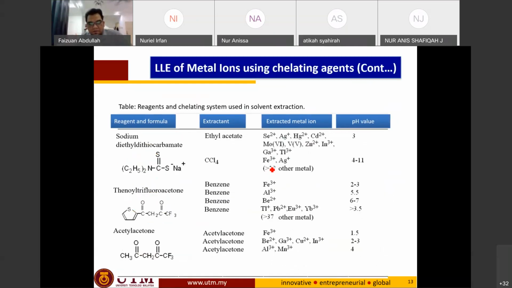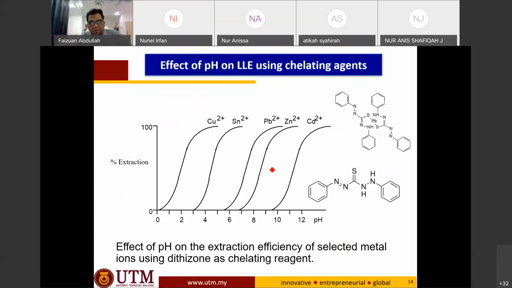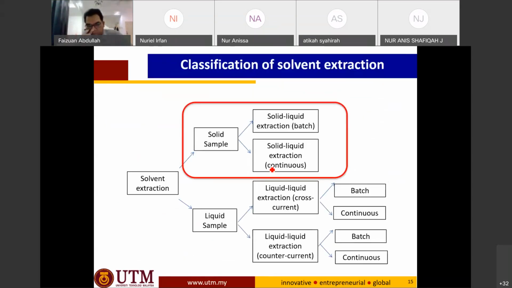It's a continued slide for the chelating agent, all right? The effect of pH on liquid extraction can also occur, okay? So we can adjust the pH to have a better extraction. Effect of pH on the extraction efficiency of selected metal ions using dithizone as chelatant. So now we go to the solid sample, right? We can do solid liquid extraction, batch or continuous.